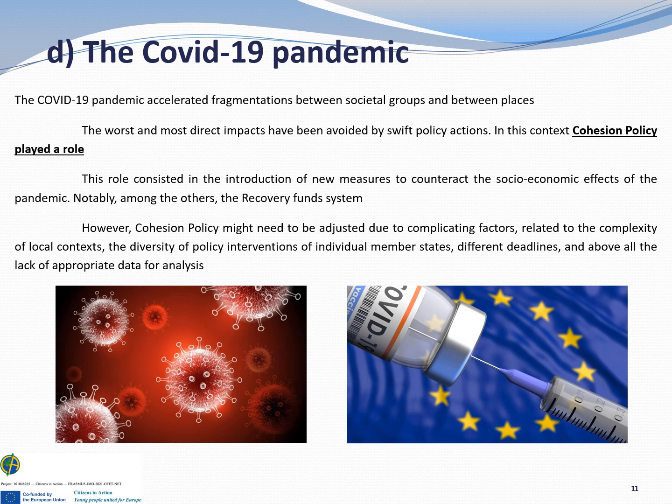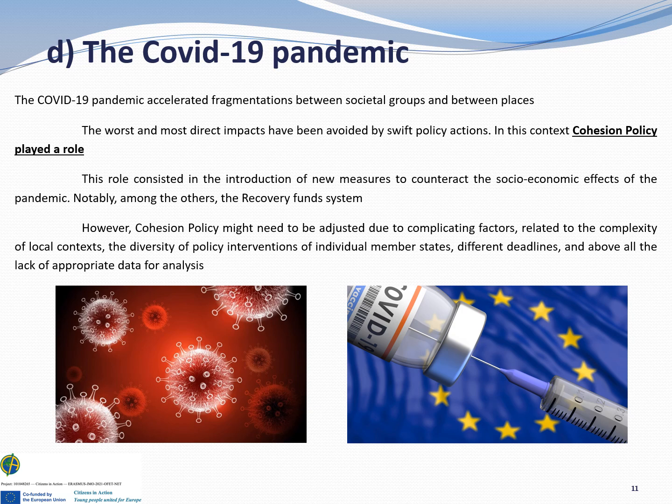In particular, the COVID-19 pandemic accelerated fragmentations between societal groups and between places. It risks reinforcing existing imbalances and inequalities in the European Union. The worst and most direct impacts have been avoided by swift policy actions. In this context, cohesion policy played a role. This role consisted in the introduction of new measures to counteract the socio-economic effects of the pandemic, notably, among the others, the Recovery Fund system.